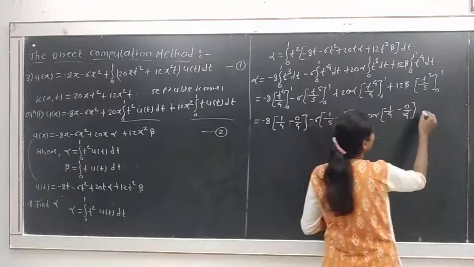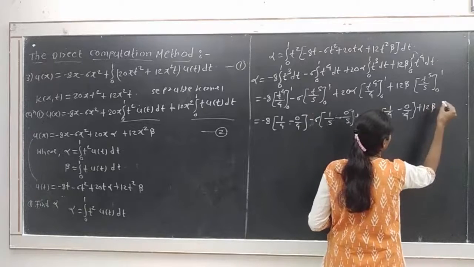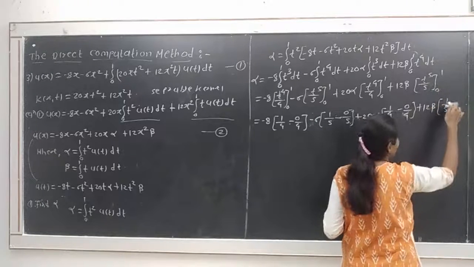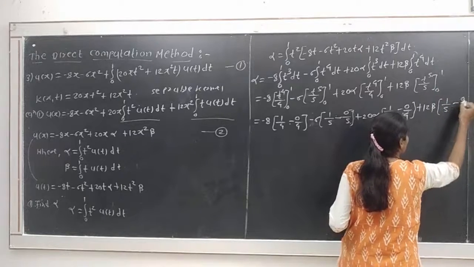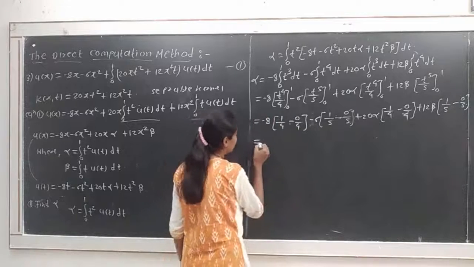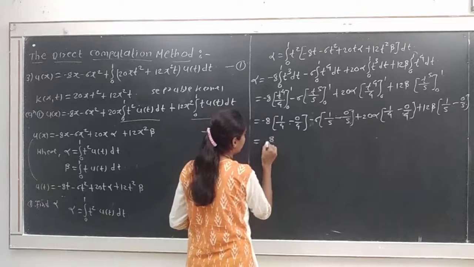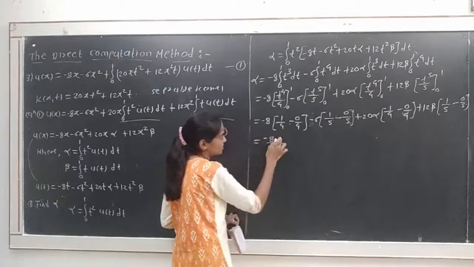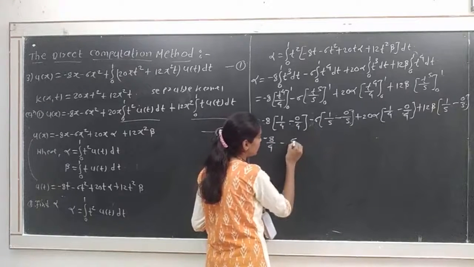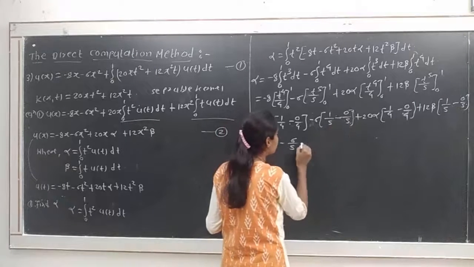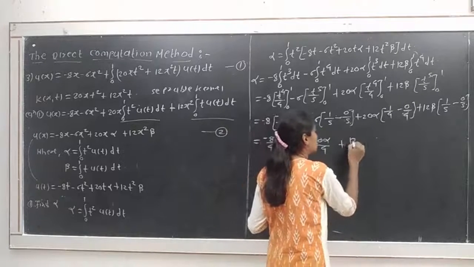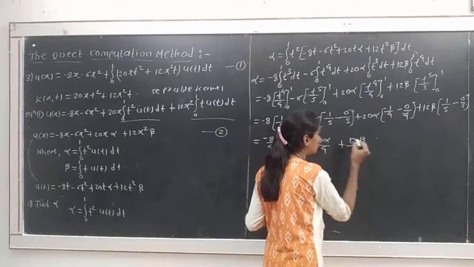Then plus 12 beta, here we get again 1 raised to 5 will be 1, that is (1 by 5 minus 0 by 5). Then we solve this integral. We get 8 divided by 4 minus 8 divided by 4, this becomes 0. Then the next term will be minus 6 by 5, this becomes 0, plus 20 alpha divided by 4 plus 12 beta divided by 5.